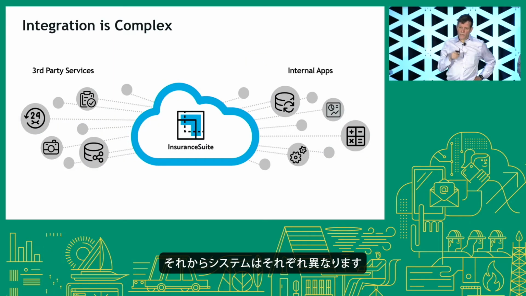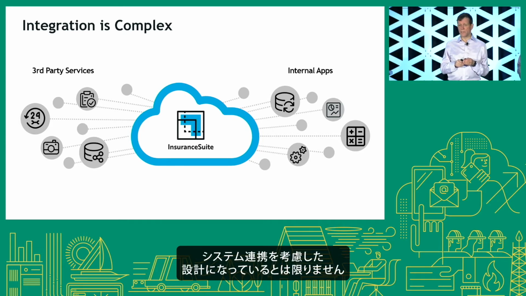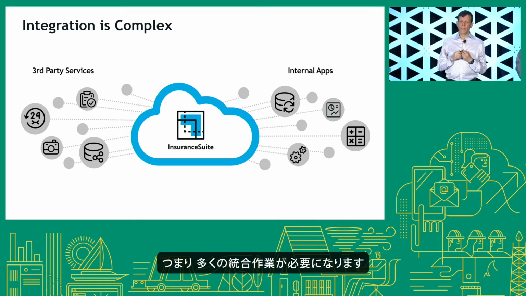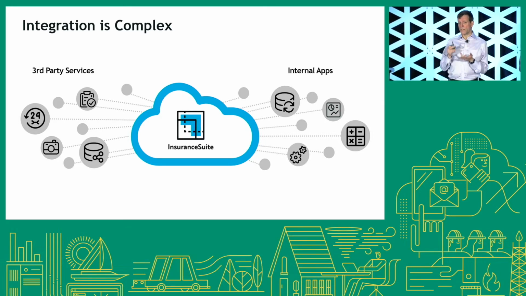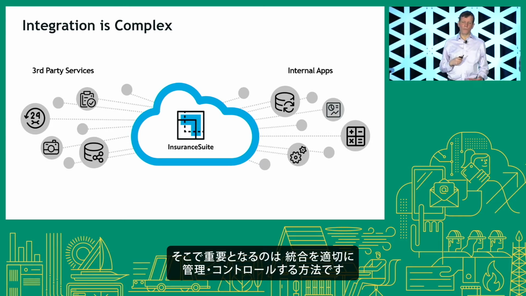And each of these systems is different, right? They have different workflows. They're not necessarily designed to work together. They might use different protocols, different file formats, and so on. So there's a lot of integrations, a large degree of complexity, and a large degree of variability as well. So the question is, how do we really manage this and make it a tractable thing?